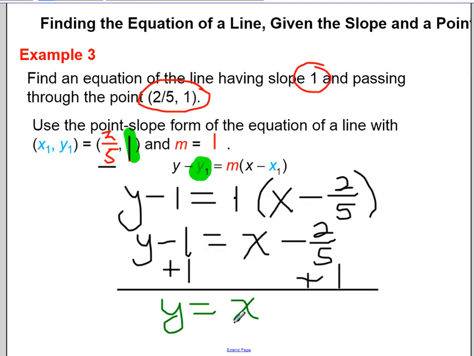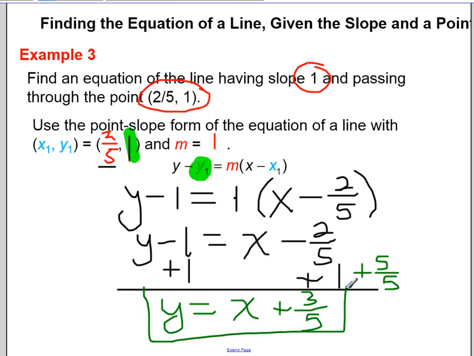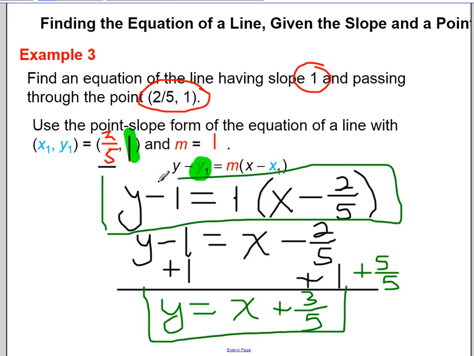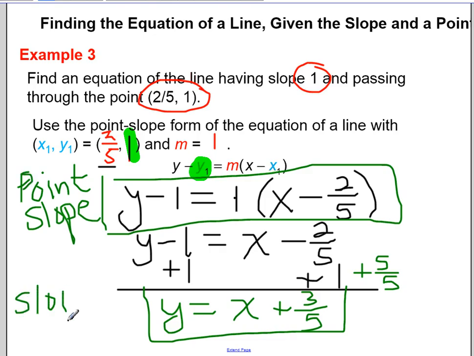But in order to add numbers together, if you have a fraction, you need to have a common denominator. So adding 1 is the same thing as adding 5 over 5. So negative 2/5 plus 5/5 is positive 3/5. So that's just another way of writing the equation of the line. The first equation that we're given here is in point-slope form, and by rearranging the terms using a little bit of algebra, we get it into slope-intercept form.